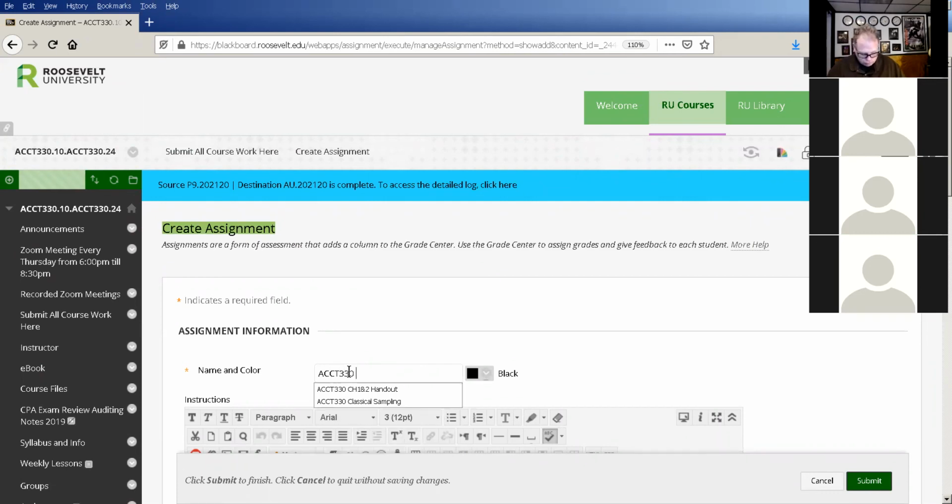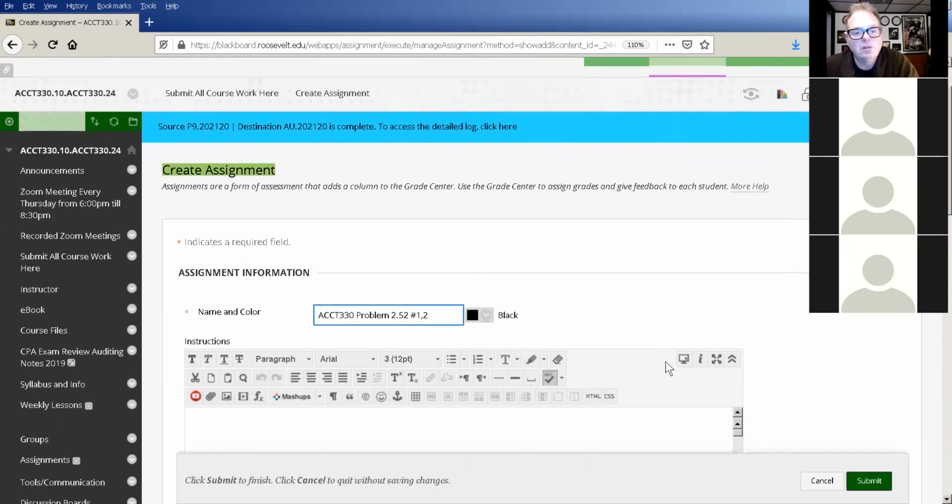330. Problem 2-52, is that right? Yeah. Okay, so 2-52. Numbers 1 and 2. Okay.